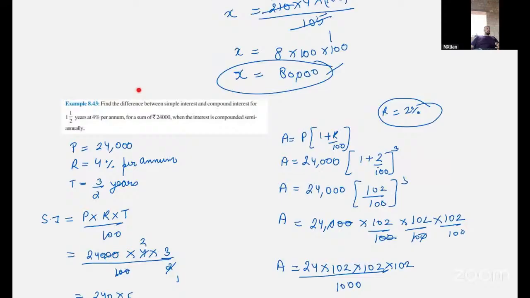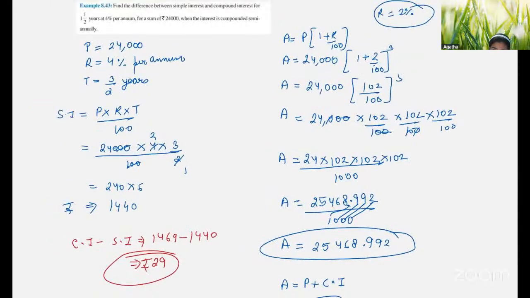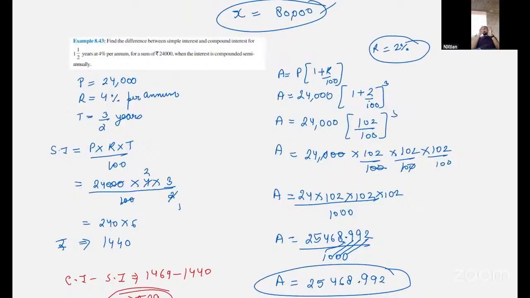Yes, who didn't understand? Ask me. Sir, how do you take n as 3? N means time. So n means three times per year, compounded, right? No, n means how many times you will apply the interest. Put this in your mind. Every 6 months you are applying the interest, now for 1.5 years. So 6 months, then 6 months, and then 6 months.